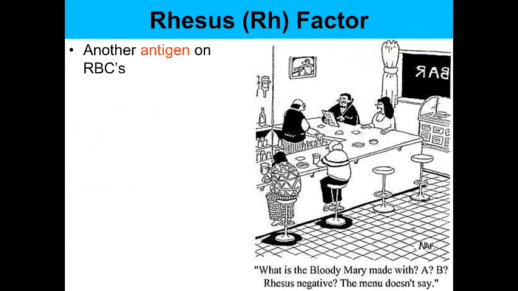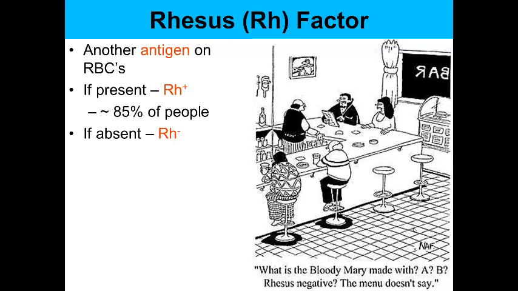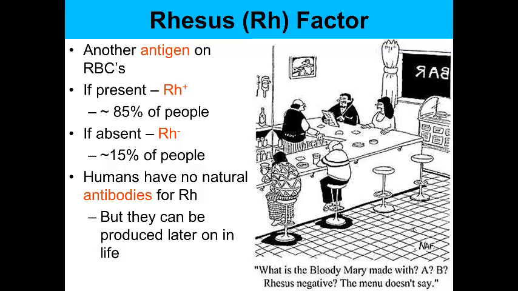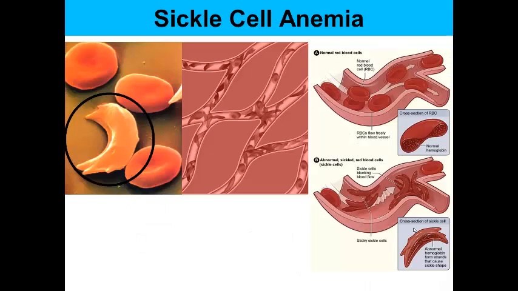What is the rhesus factor? It's another antigen on the surface of red blood cells. If present, you are considered Rh+. Approximately 85% of the people are Rh+. If absent, you are considered Rh-. Approximately 15% of the people are Rh-. Humans have no natural antibodies for Rh, but they can be produced later on in life.